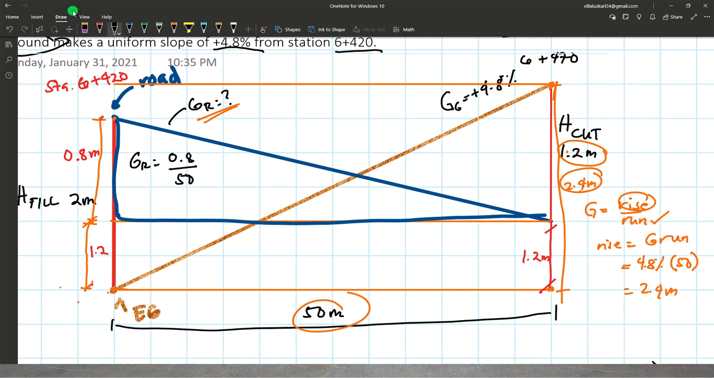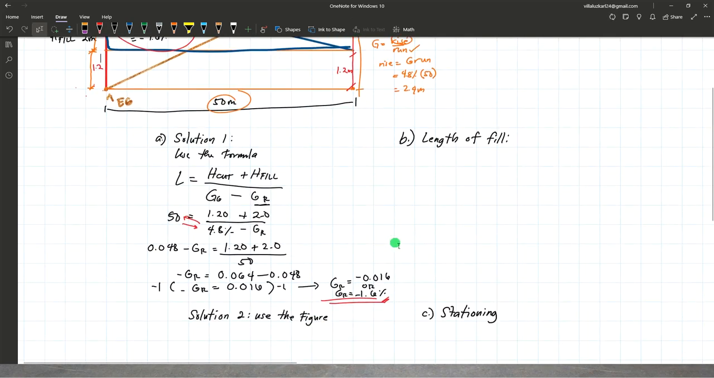So rise over run, 0.8 divided by 50. Since it is going downward, we can just simply put this negative sign based on the figure that we can see. That's negative 1.6%. So multiply this, we have 0.016 or 1.6%. So we apply just this. That's the solution if we will base on the figure that we draw. Okay. But the easier way is just use this formula.